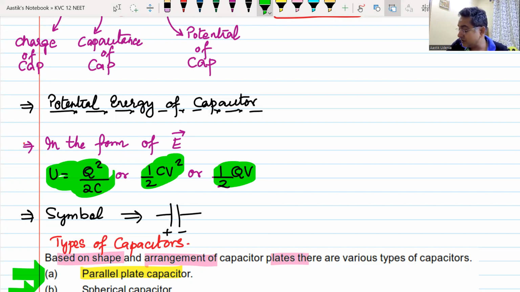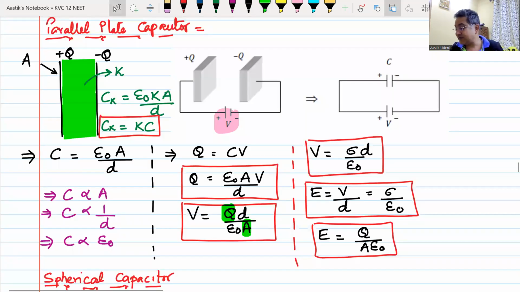Then we had done parallel plate capacitors, and in these we had seen the capacitance of a capacitor is epsilon naught A by d, and then we had seen the different variations of the same formulae. Well, if you don't remember the basic three formulas, I can't expect you to remember the other ones. But even if you don't remember the other ones, you should remember these basic formulae better. Without remembering these basic formulae, you will not be able to solve any question.